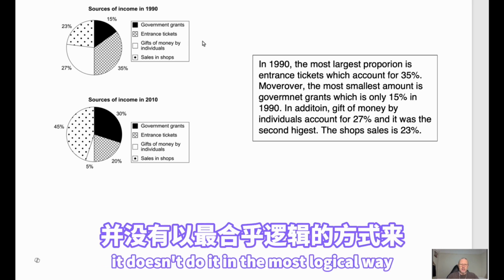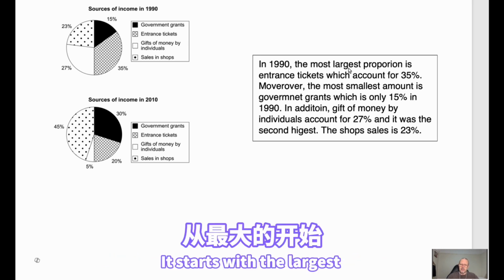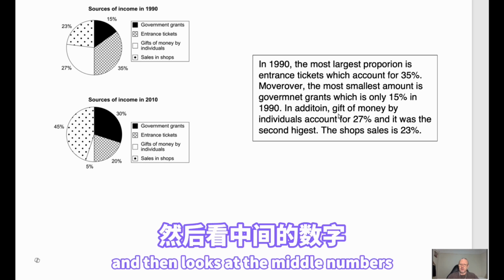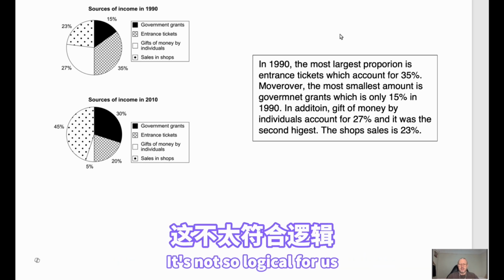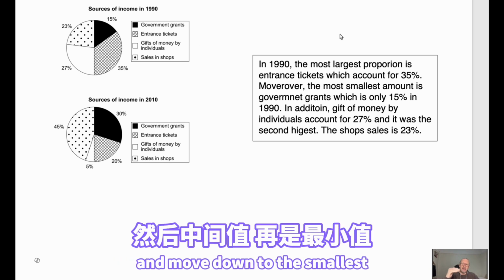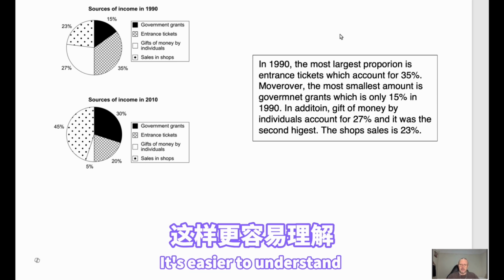However, it doesn't do it in the most logical way. It starts with the largest, then goes to the smallest, and then looks at the middle numbers. It's not so logical for us. Start with the largest and move down to the smallest. It's easier to understand, isn't it?